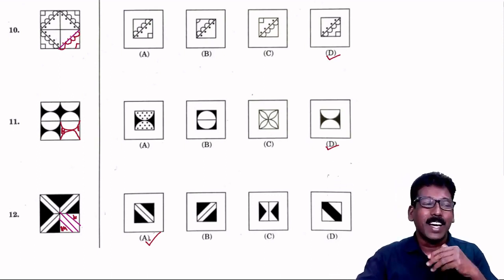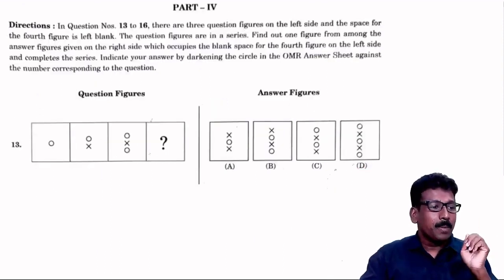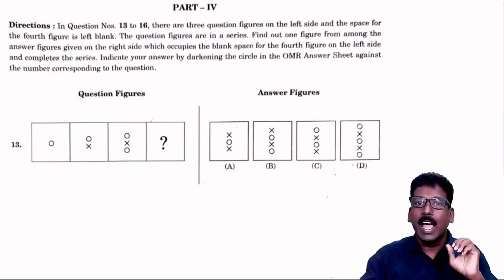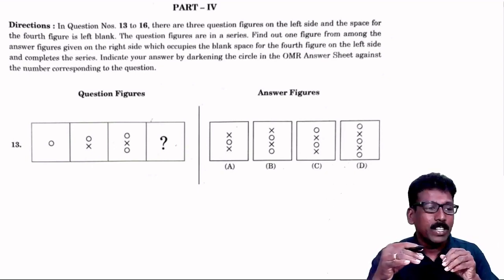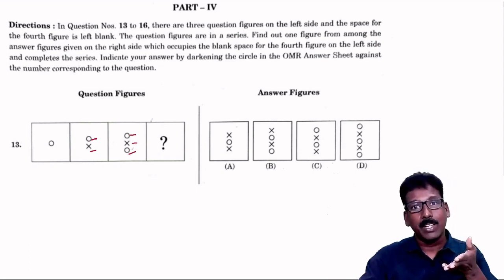Now let us look at the next type. Here in this section, there are three question figures and the fourth one left blank. And these questions are all in a series. Here you can see there is a circle in the first figure, then circle and an into mark. The third one, circle into circle. What will be the fourth?